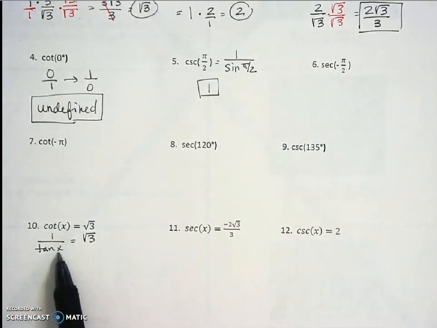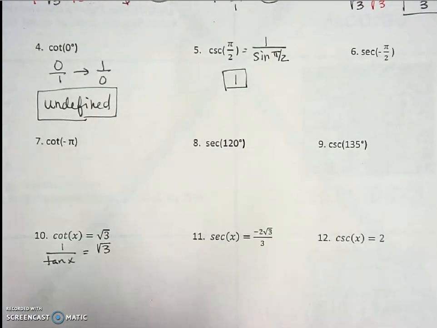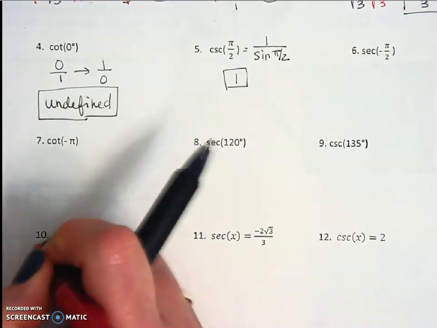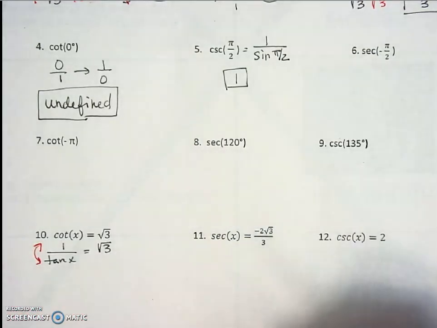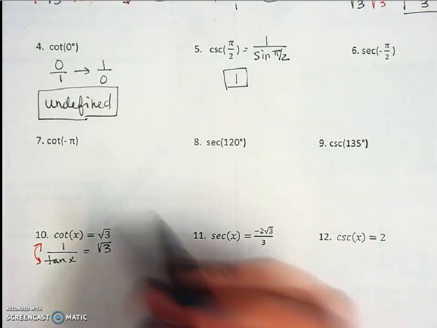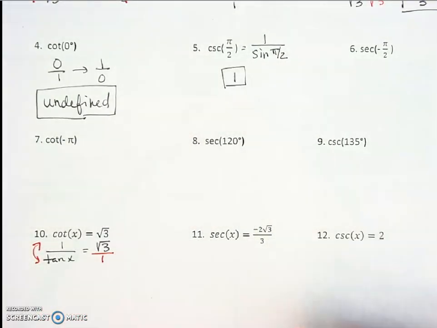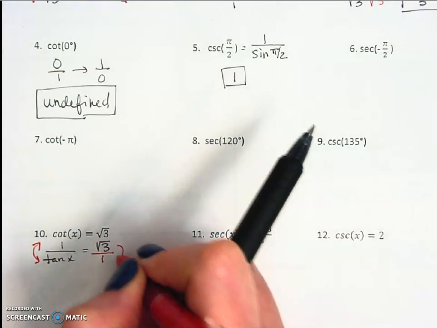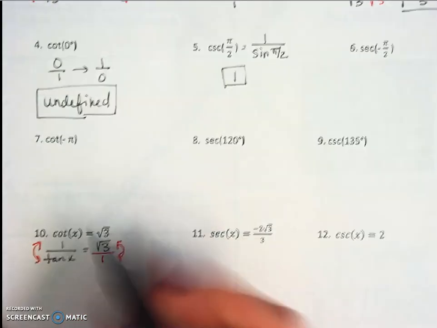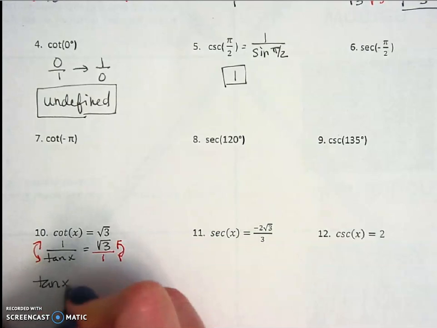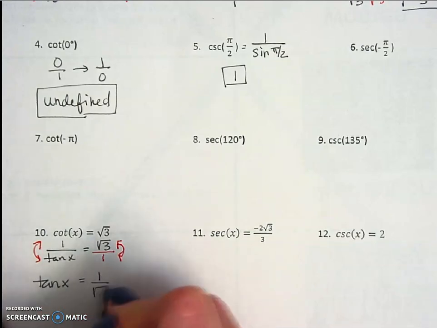In order to solve for x, it would be really helpful for me if it wasn't in the denominator, if this function was in the numerator. So it'd be really helpful if these were flipped. Because this is an equation, I can preserve the equality and the proportion from left to right if I also flip the right-hand side. I know that this is rad 3 over 1. So if I want to flip the left side, I can flip the right side. And so now I have this: tangent of x equals 1 over rad 3.